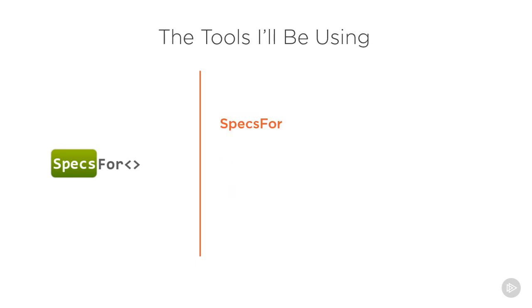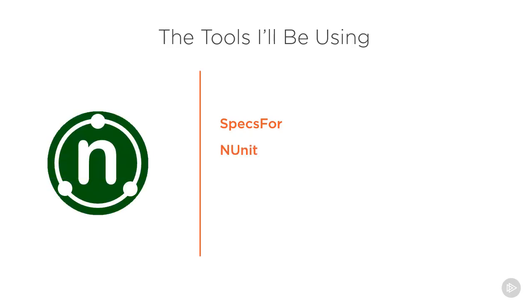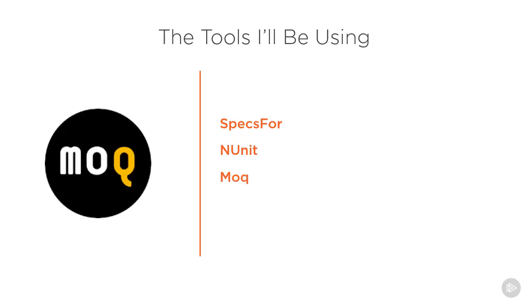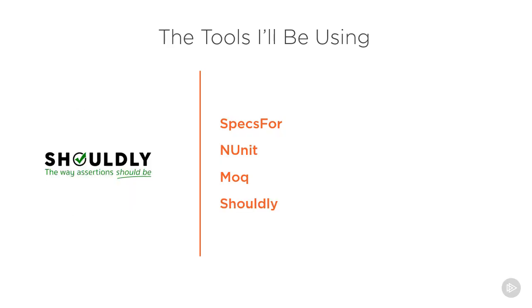In addition to Specs4, I'll be using NUnit as my testing library. It's the oldest and most universal testing framework in the .NET space, so it should be familiar to anyone who's done any testing at all. I'm using Moq as my mocking framework for similar reasons. Moq may not be the oldest, but in my experience it's the most widely used. And I'm using the Shouldly assertion library because it keeps my assertions independent of the testing framework and also makes them easier to read. These are just my personal choices and none of them are required to complete the course.